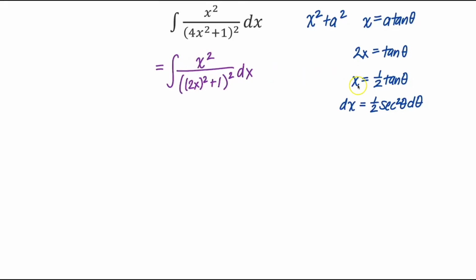So x, we did solve for just x when we divided by 2. X is 1/2 tangent theta. So x squared is 1/4 tangent squared theta. So we have 1/4 tangent squared theta in the numerator. In the denominator, 2x is tangent theta. So 2x all squared is just tangent squared theta. So we have tangent squared theta plus 1 squared. And then dx was 1/2 secant squared theta d theta.